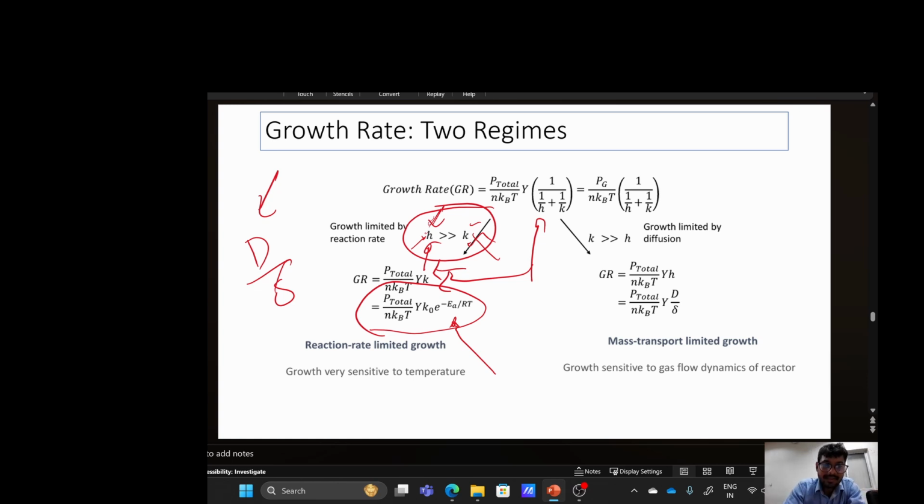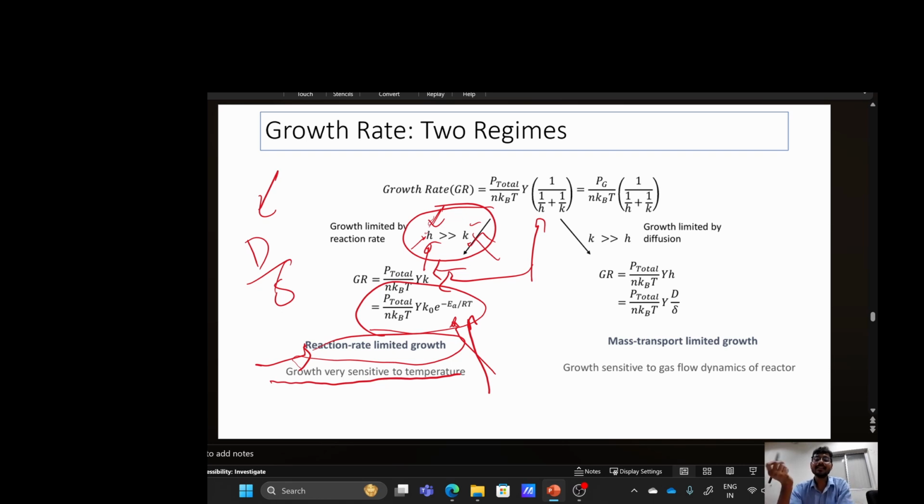This is the reaction rate limited regime. Reaction rate limited means our limitation is the reaction rate, not the diffusion. This is the reaction rate limited growth regime. As you can see, there is an exponential dependence on the temperature, and that is why the growth is very sensitive to the temperature in this case.